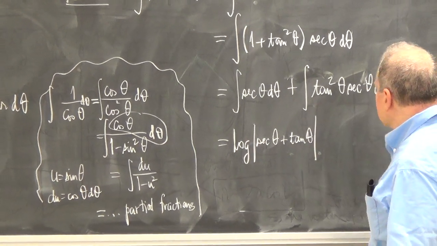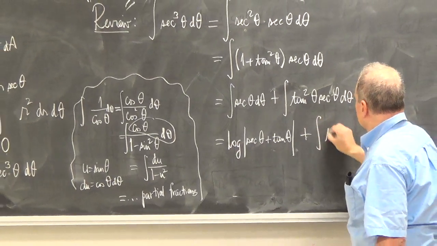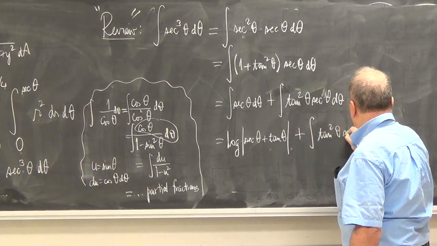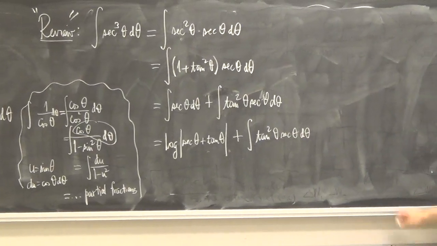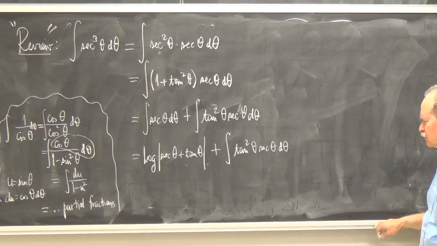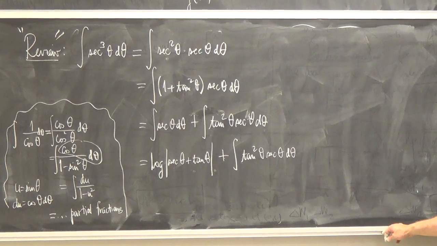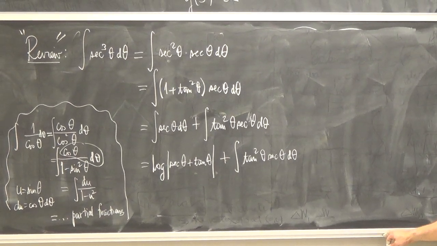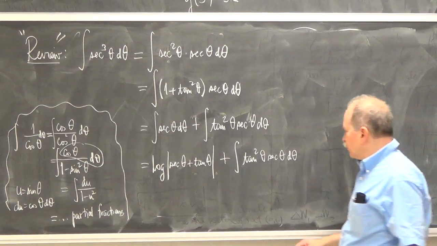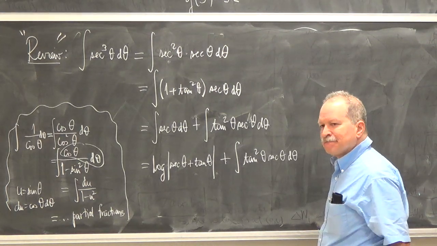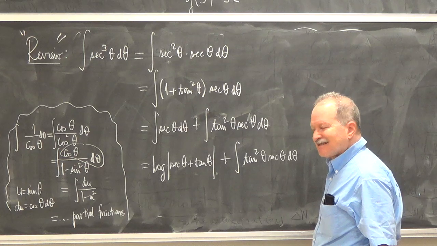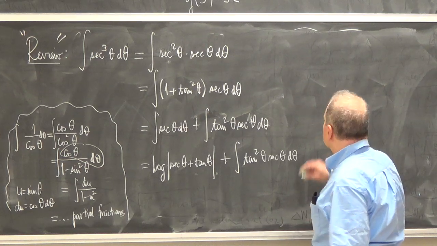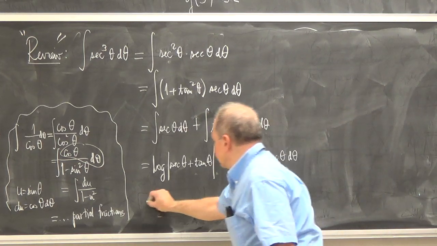Now, how do I do tangent squared secant? Is that the integration by parts? Derivative of secant is secant tangent. Derivative of tangent is secant squared. Do you use that? I don't think writing it as sine and cosine helps.